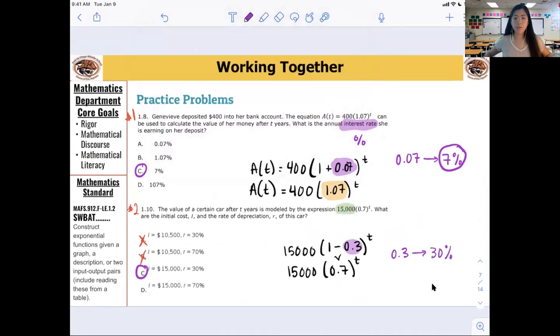So good job if you chose that one, because it's definitely a little bit trickier when you have a decay function, because with decay functions, you have to think about, okay, what number did I take away from 1 in order to get my answer? It's a little bit different.